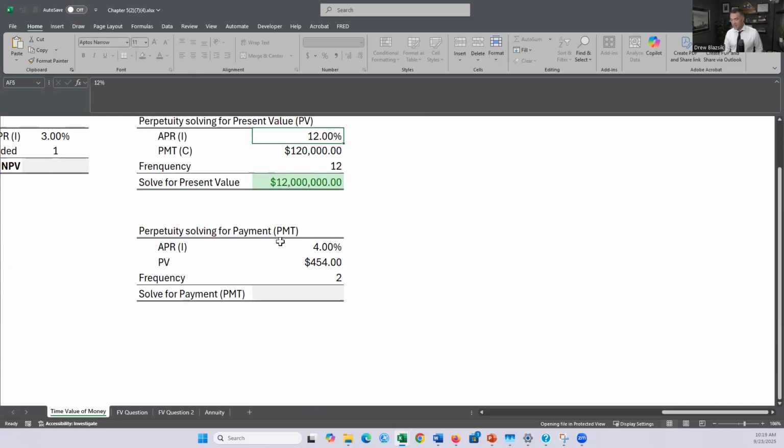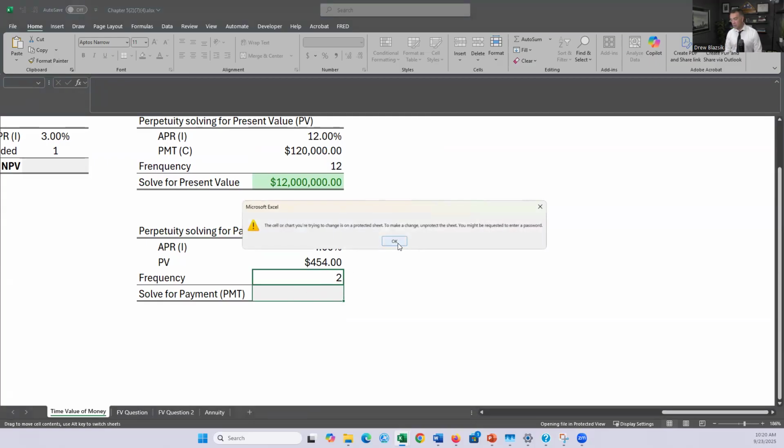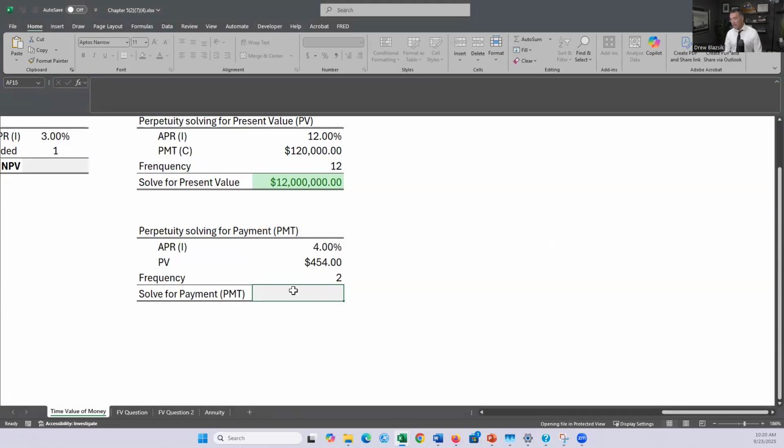Next, what we're trying to solve is the payment, or the cash flow. We want to know the cash flow, how much we need. So we have an APR of 4%. I have $454,000 today that I'm putting into my account. I'm going to earn 4% off that. And I want to know what my cash flow is, not per year, but every 6 months. Every 6 months, what is my cash flow going to be if I have 454,000 at a 4% interest rate?